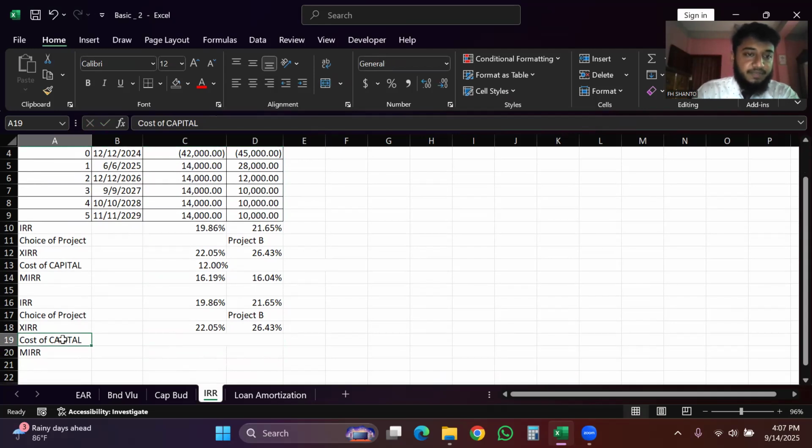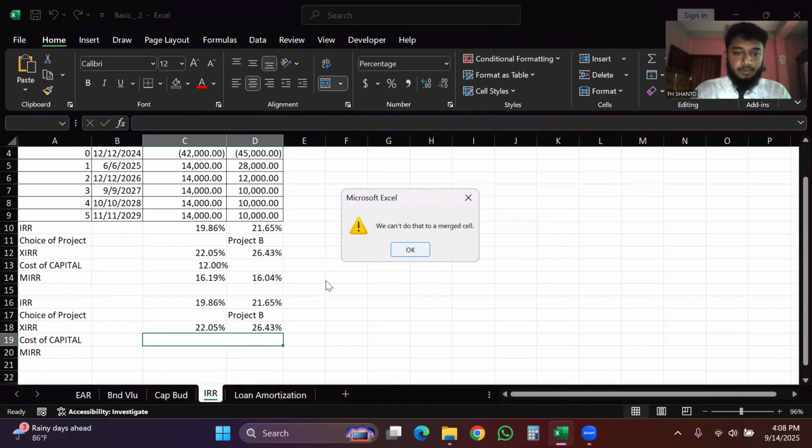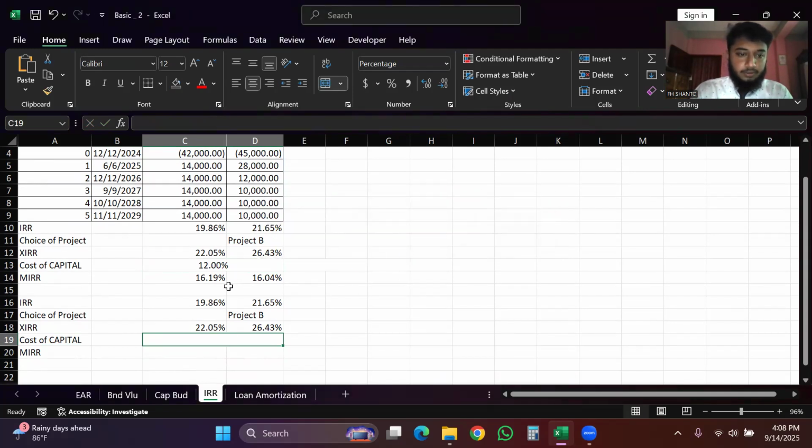The cost of capital. Here you can see the cost of capital will be 12%. That is given, so we don't need to calculate. So we can copy it and paste it here. Sorry, no need to copy. We will write it down: 12%.